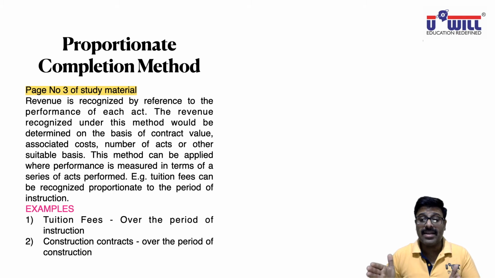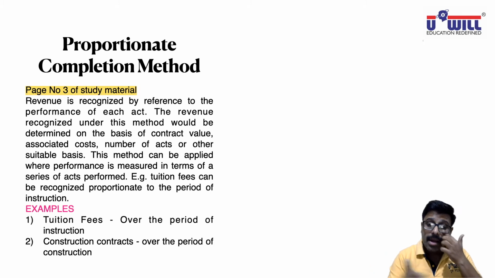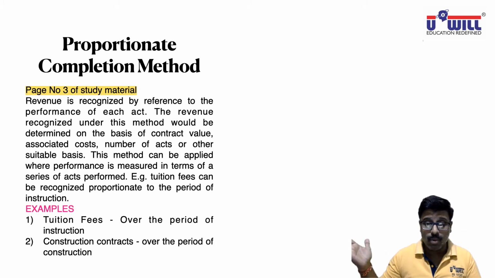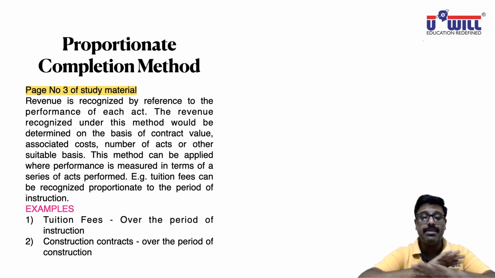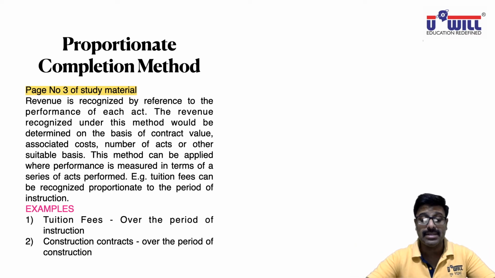Now in the first activity, how much of your cost is involved? If more of your cost is involved, then maybe more than 25% revenue also you can record and charge from the customer in the books of accounts. Number of acts: suppose the work is to be done in 10 acts. So if you have performed 2 acts in the first phase, then 1/5 of 10 is 2, so 1/5 of revenue you'll record in the books of accounts. Or other suitable basis, it can be any other suitable basis.